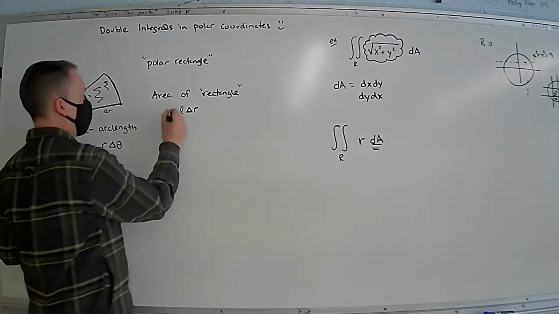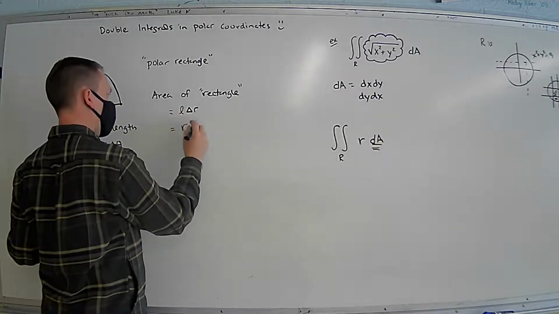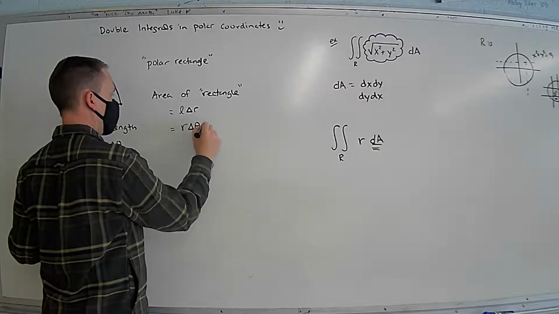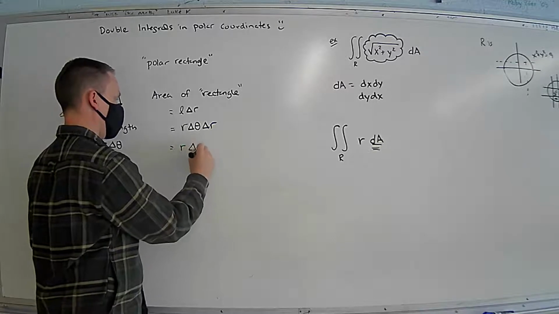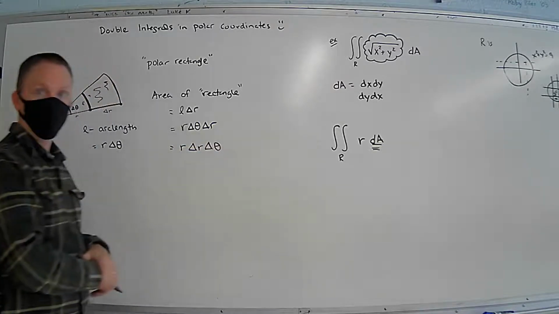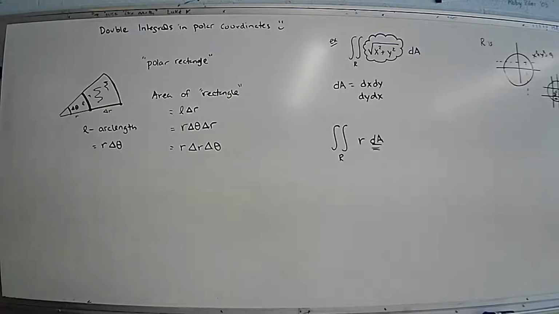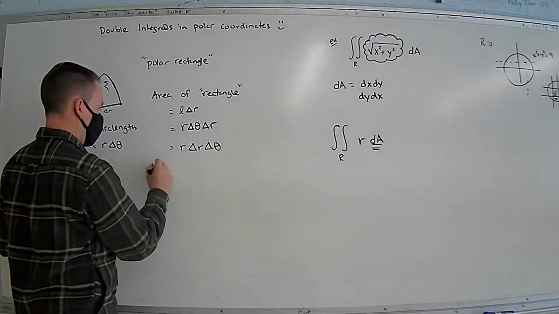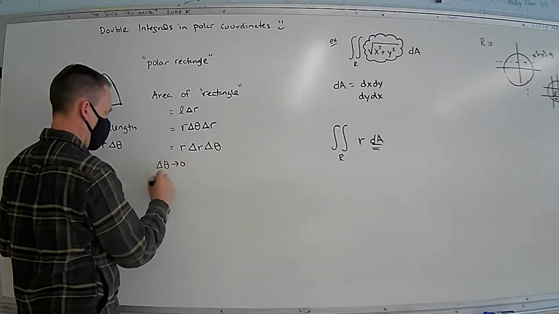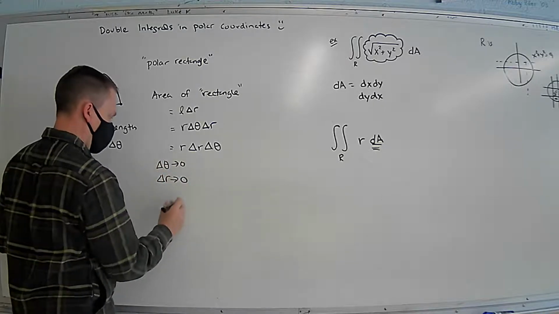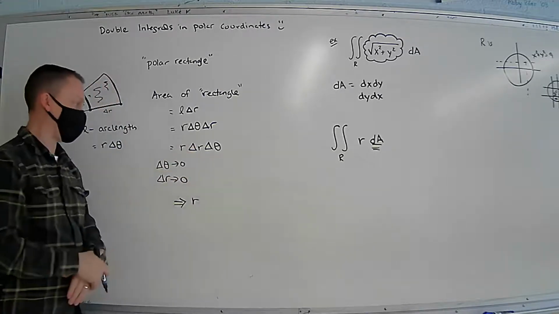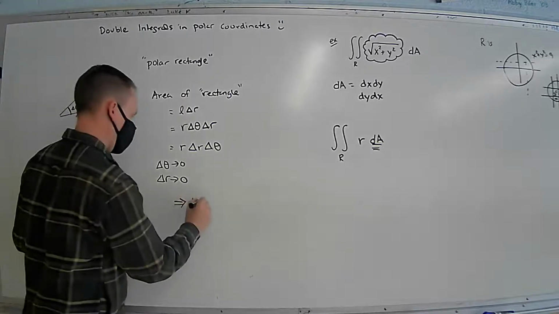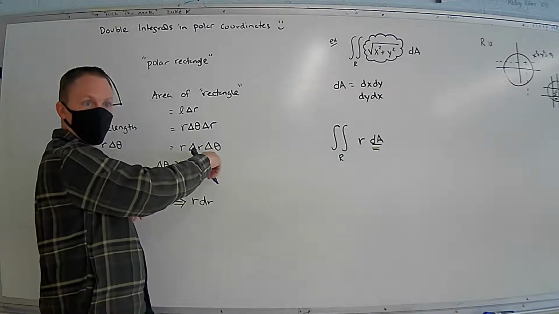So now the area of this rectangle I'm going to say is R delta theta delta R. And then, of course, what happens if we make delta theta approach 0 and delta R approach 0? What is this going to become? It's going to become dr. And what's that going to become as that approaches 0? d theta.